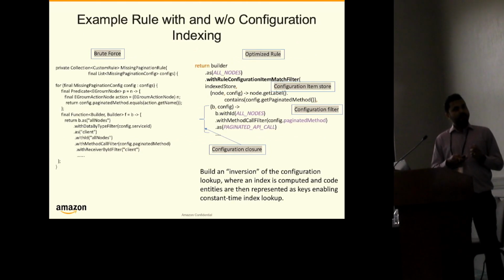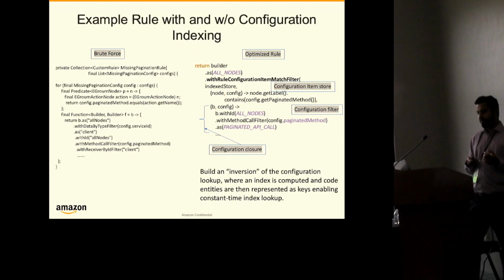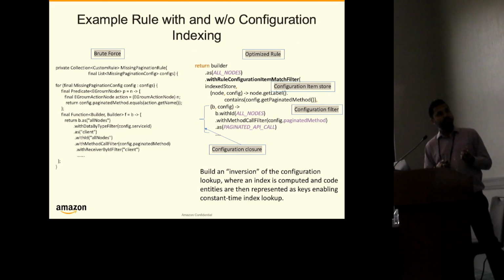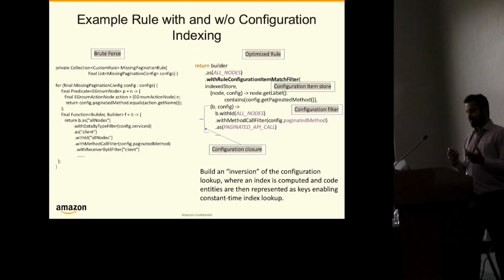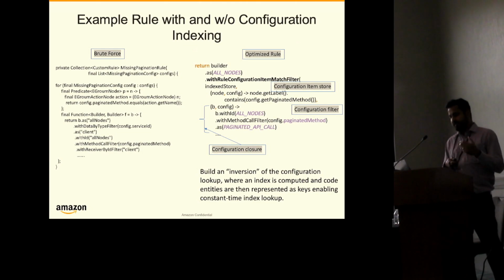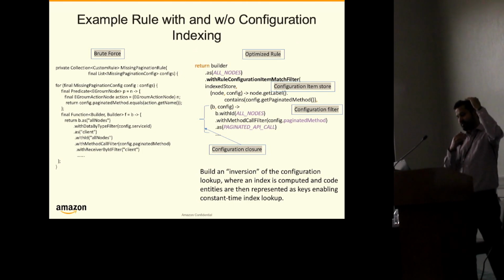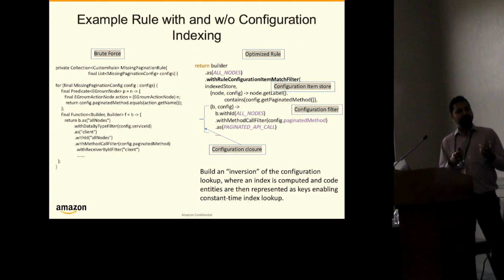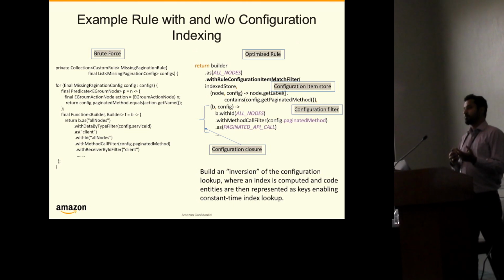So that's why we came up with a new predicate, which is called with rule configuration match filter. This is a GQL predicate, which allows the rule writer to optimize their code in the sense that you first construct an index store. So you build an inversion of the configuration lookup where an index is computed and the code entities, which are the MU graph nodes, are then represented as keys in this particular index. And this enables a constant time lookup, right?